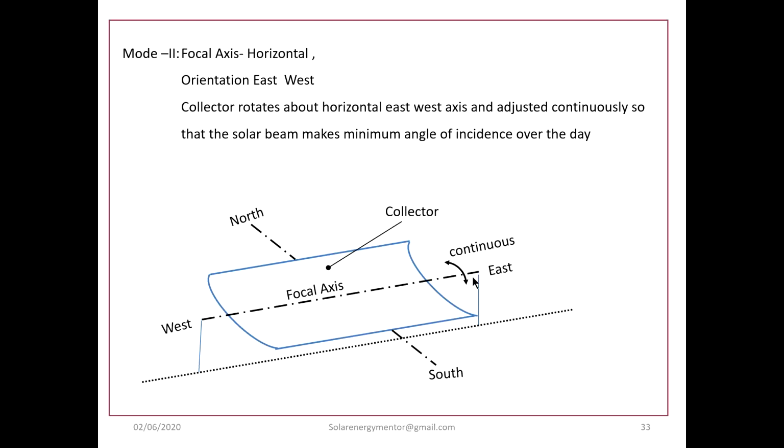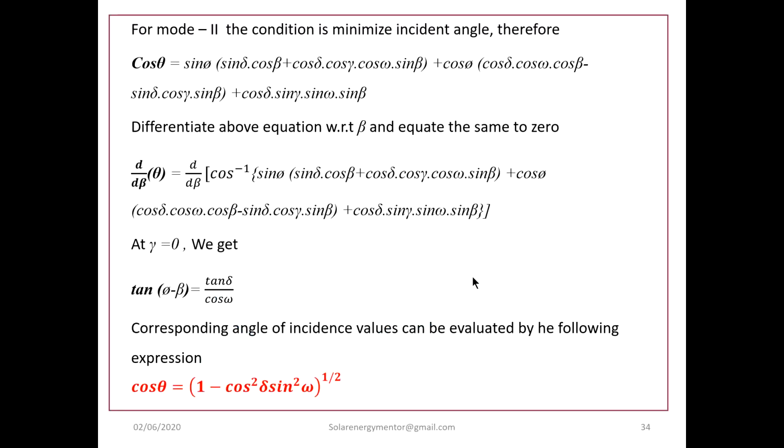Now if we wish to analyze mode 2 tracking, the condition is minimize incidence angle theta. So again recalling the generalized equation of cos theta here, which we already know. Now we have to minimize this theta. So for minimizing the theta, differentiate this equation and equate to 0. So d with respect to beta, because we need to find out the collector tilt.